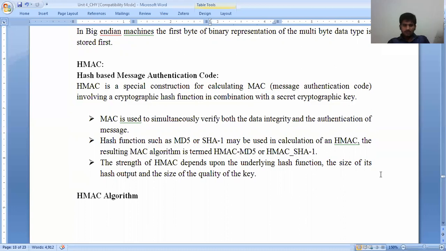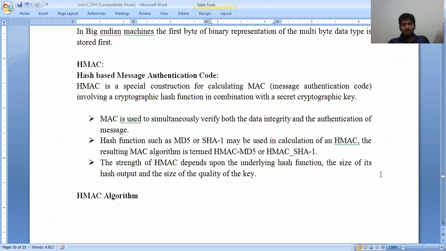MAC is used simultaneously for verifying both integrity and authentication of a message. Hash functions such as MD5 and SHA1 are used to calculate the HMAC. The resulting MAC algorithm is termed HMAC-MD5 or HMAC-SHA1. So for calculating the MAC along with the hash function, it may be MD5 or SHA1, and that combination we calculate.